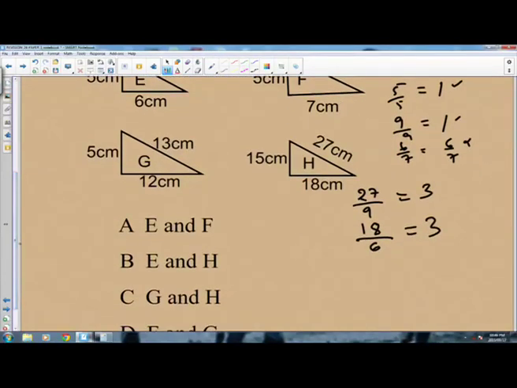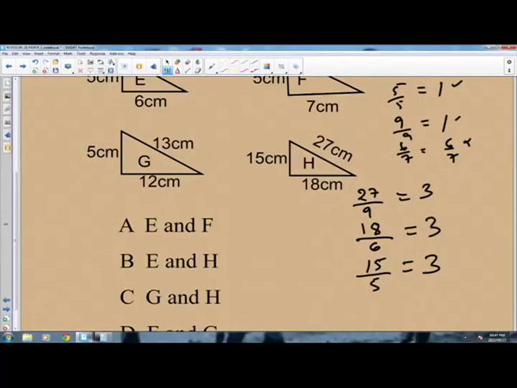And then the next part is 15. The 15 here corresponds to the 5. So it's 15 divided by 5, and 15 divided by 5 is 3. So we can see that we are getting a constant, which is 3, throughout. By getting a 3, this is simply saying the two triangles are similar. We can check other alternatives.